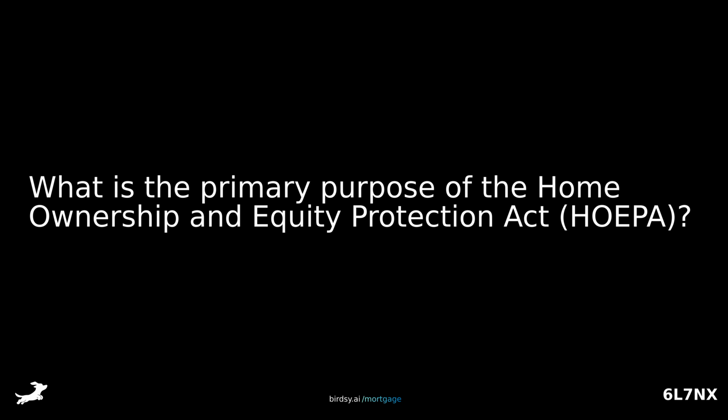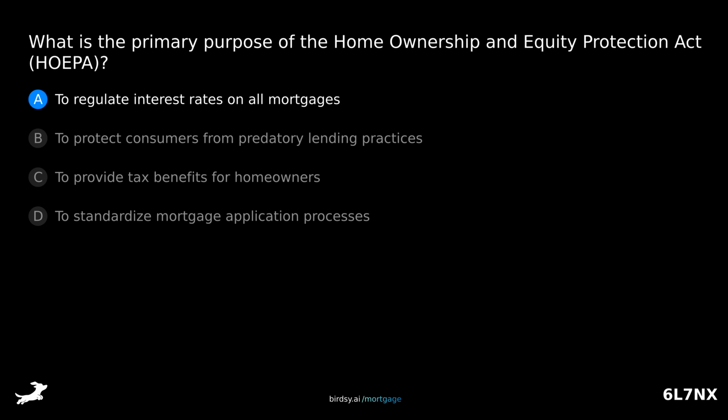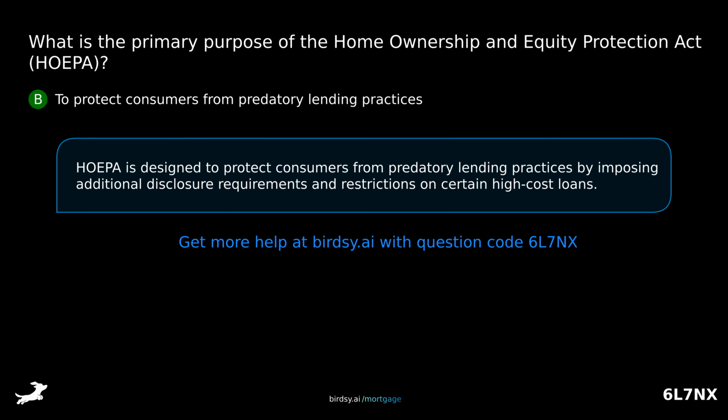What is the primary purpose of the Home Ownership and Equity Protection Act? Is it A, to regulate interest rates on all mortgages, B, to protect consumers from predatory lending practices, C, to provide tax benefits for homeowners, or D, to standardize mortgage application processes? The answer is B, to protect consumers from predatory lending practices. HOEPA is designed to protect consumers from predatory lending practices by imposing additional disclosure requirements and restrictions on certain high-cost loans.